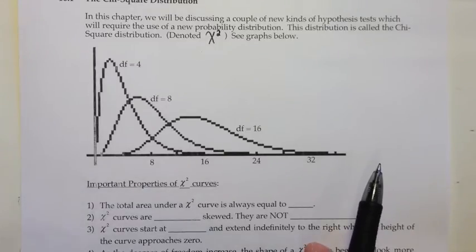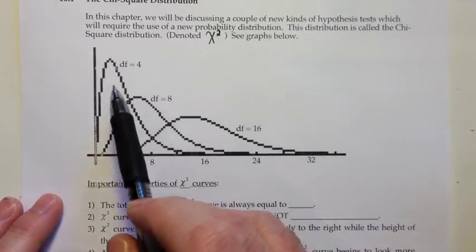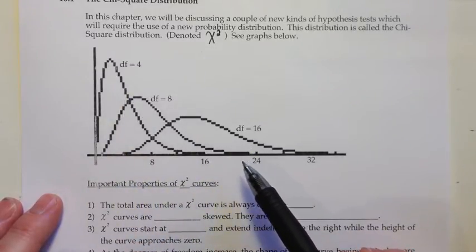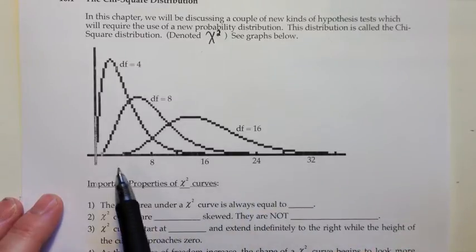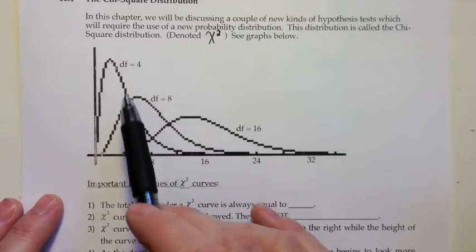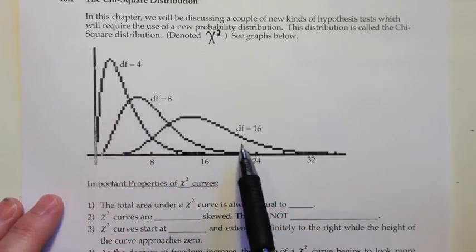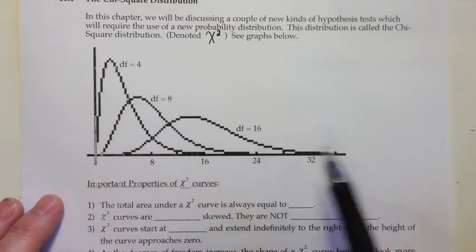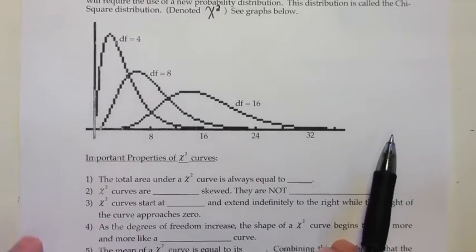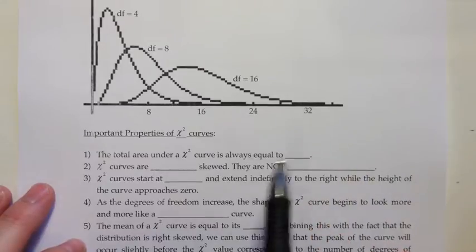So let's look at these chi-squared curves. You might notice chi-squares have df's to them like t's do. They're not necessarily bell-shaped. In fact, they look kind of right-skewed, and some of them severely right-skewed, like this one with a df of 4, and others just a little bit right-skewed, like this df of 16. So let's go ahead and note some of the properties that are on those graphs right here.